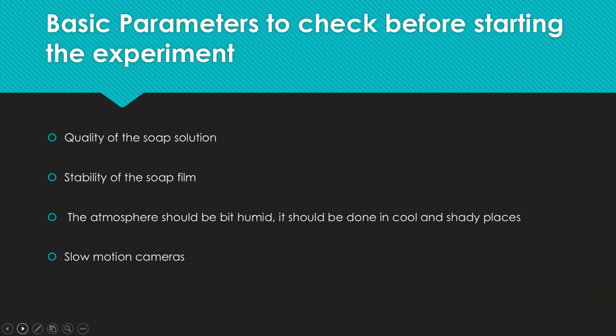So the basic parameters before starting the experiment. Every experiment needs some basic conditions which need to be met to start the experiment. So these parameters for my experiment are quality of the soap solution, stability of the soap film, and the third and the most important, the atmosphere should be a bit humid. It should be done in cool and shady places. And most important, slow motion cameras.